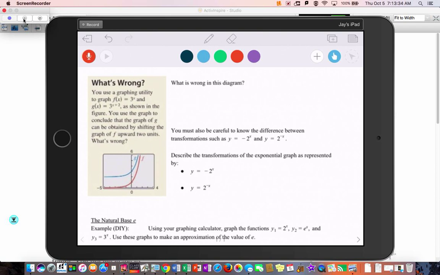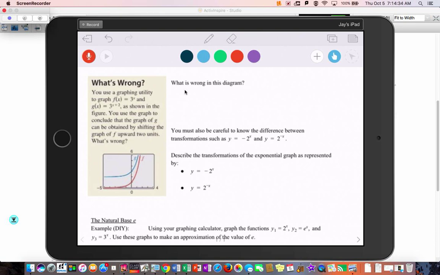So this one is answering the question, what's wrong with this diagram? So I'm going to give you a moment to read through the question that's asking you, and then go ahead and describe anything that you noticed here, and I will put the answers up. So pause now, read through this.